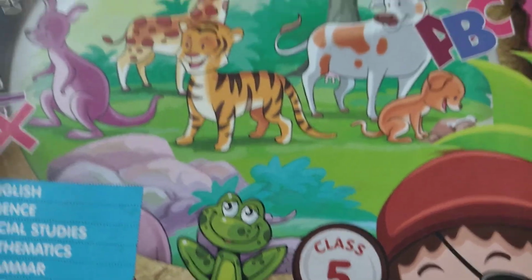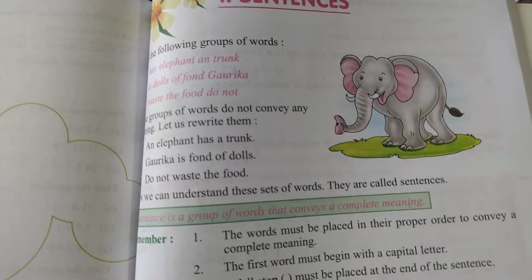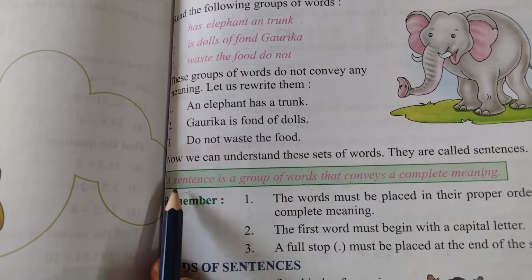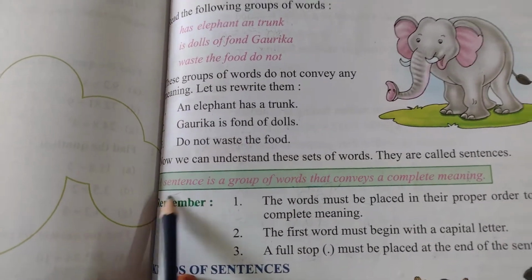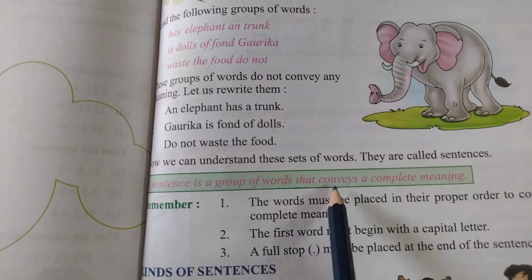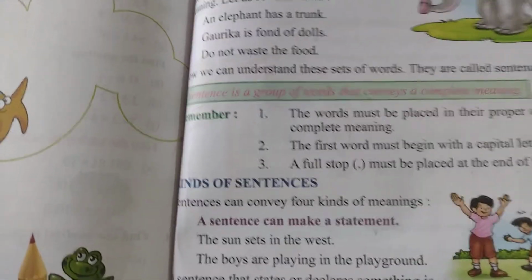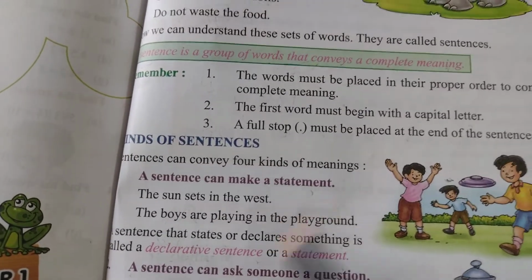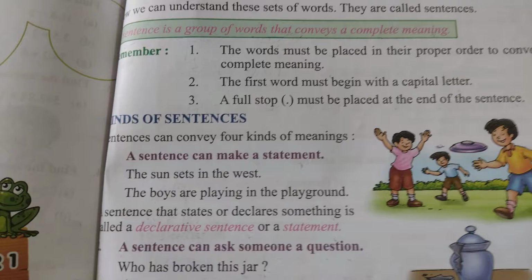So now, last week I sent you the lesson about sentences, isn't it? I hope you all understood. Let me recap: what is a sentence? A sentence is a group of words that conveys a complete meaning. What gives a complete meaning makes a sentence. There are four types of sentences that I have explained to you.